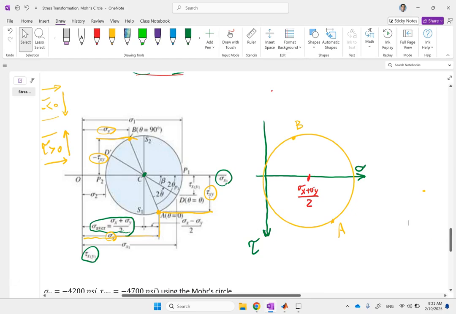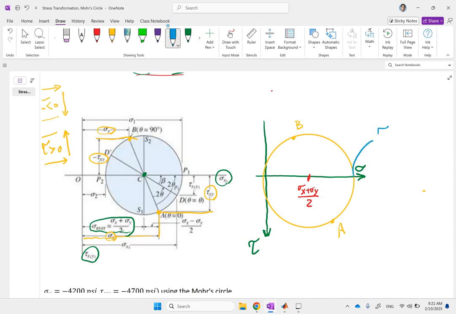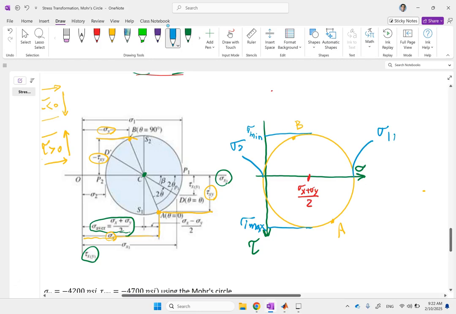It's done. Now, what's so special about it? If you want your maximum sigma, this is the maximum sigma. That is sigma 1. If you want your minimum sigma, this point is your minimum sigma. If you want tau max and tau min, this point here is tau max, and the negative of that up here is tau min, which is negative tau max. You see? And if you want the angle of the major plane, look here. This is A, and this here is sigma 1, and the angle is theta p.